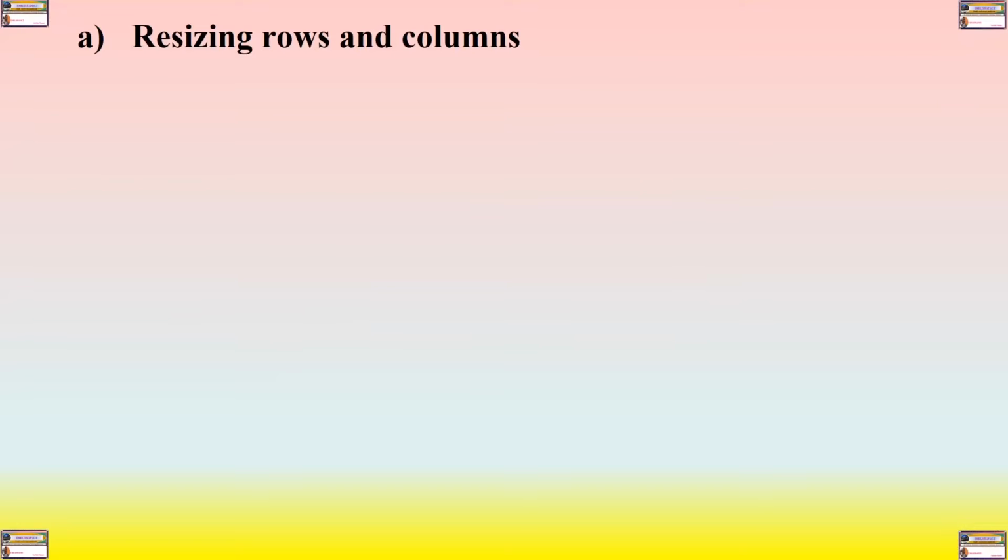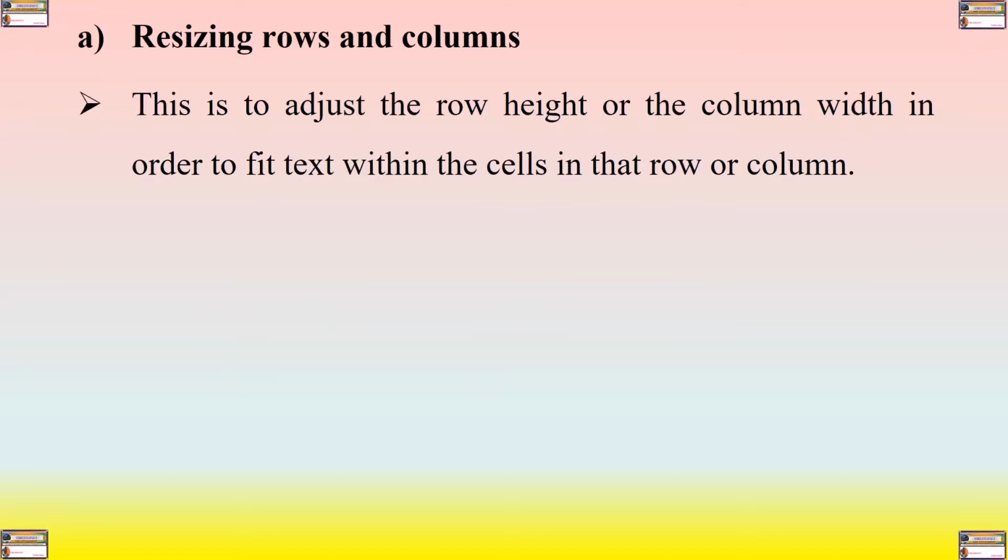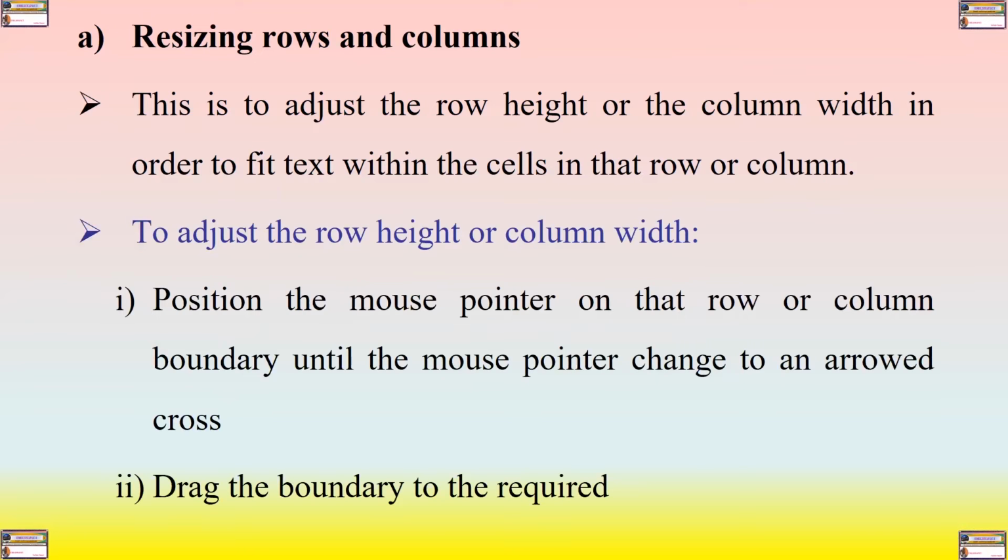How do you resize rows and columns? And what is resizing? Resizing is to adjust the row height or the column width in order to fit text within the cells in that row or a column. To adjust the row height or column width, just position the mouse pointer on that row or column boundary until the mouse pointer changes to an arrowed cross. Then drag the boundary to the required size.